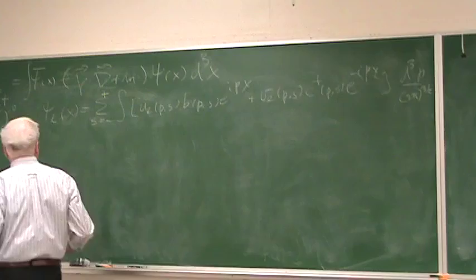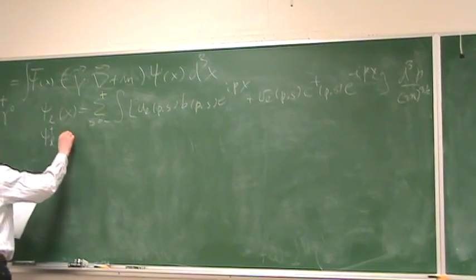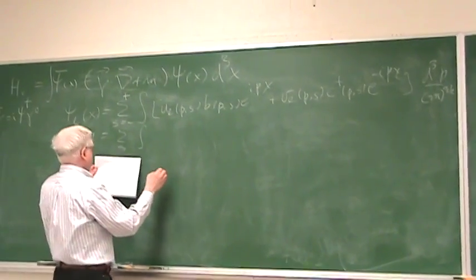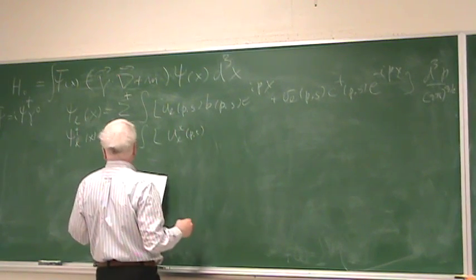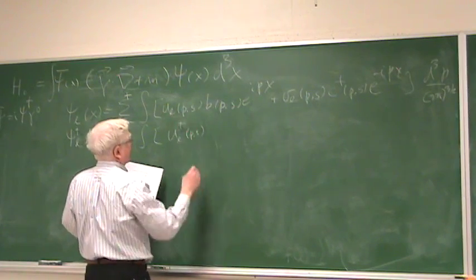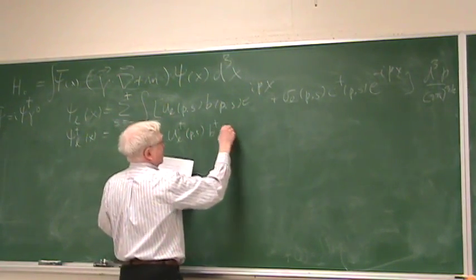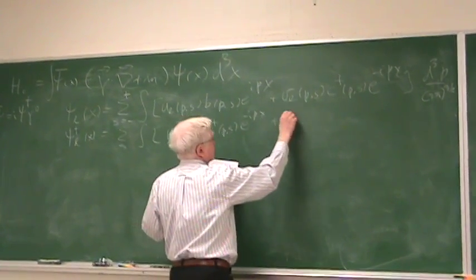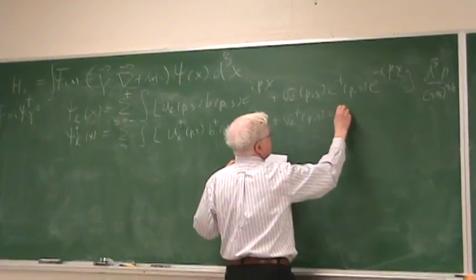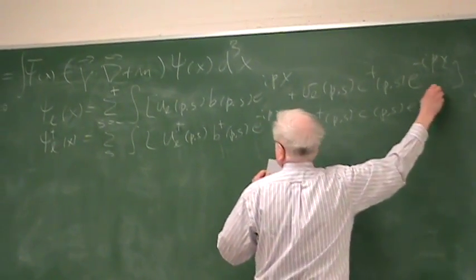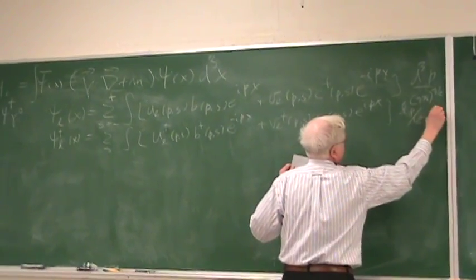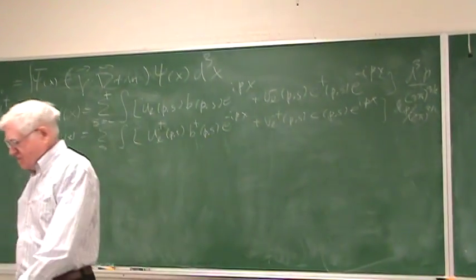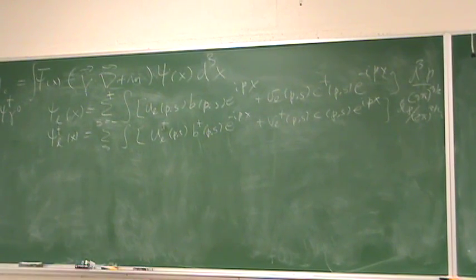Let me just write psi dagger in a slightly abbreviated form. It's obviously going to be this sum, this integral. And now it would be u_L star of p and s, or if we think of it as a vector, then u dagger, b dagger of p and s, e to the minus i p x, plus v_L dagger of p and s, c of p and s, e to the i p x, and again d^3p over (2 pi) to the 3 halves. These Fourier expansions, of course, clarify things, but they really wear out one's shoulder if you're teaching on a chalkboard.